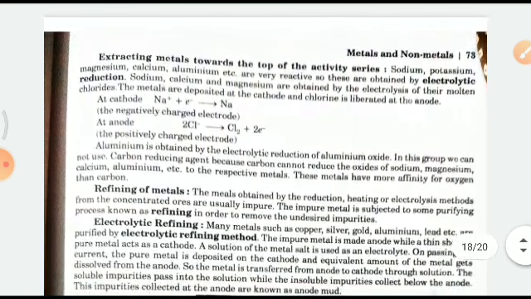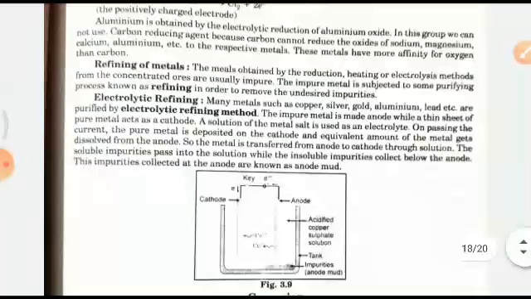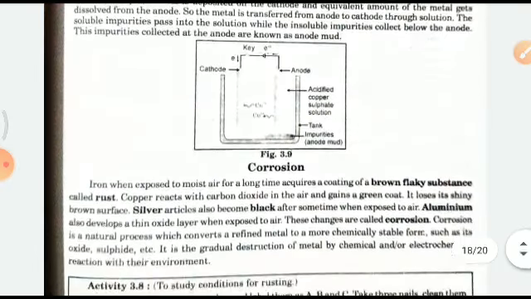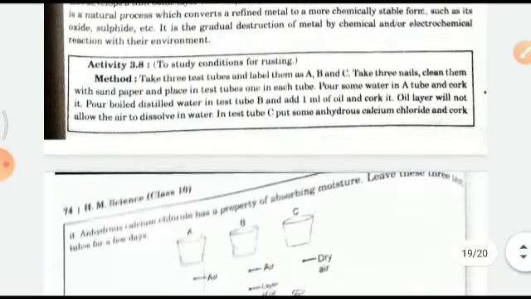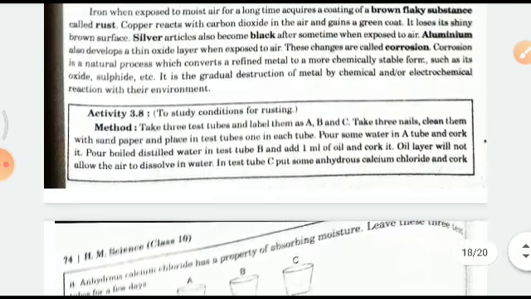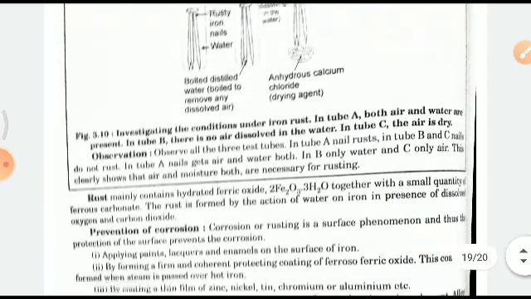Extraction of metals towards the top of the activity series is done by electrolytic reduction through electrolysis, and then refining of metals is done by electrolytic refining. We have one cathode and anode, and the entire process of electrolysis occurs here, right?